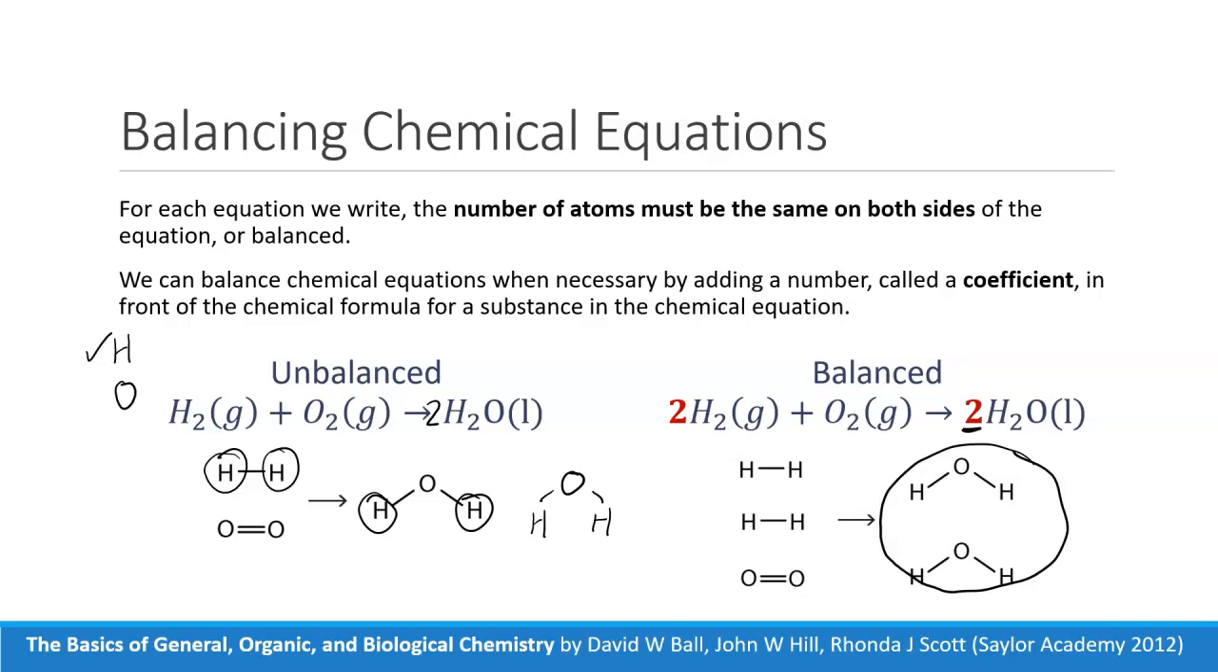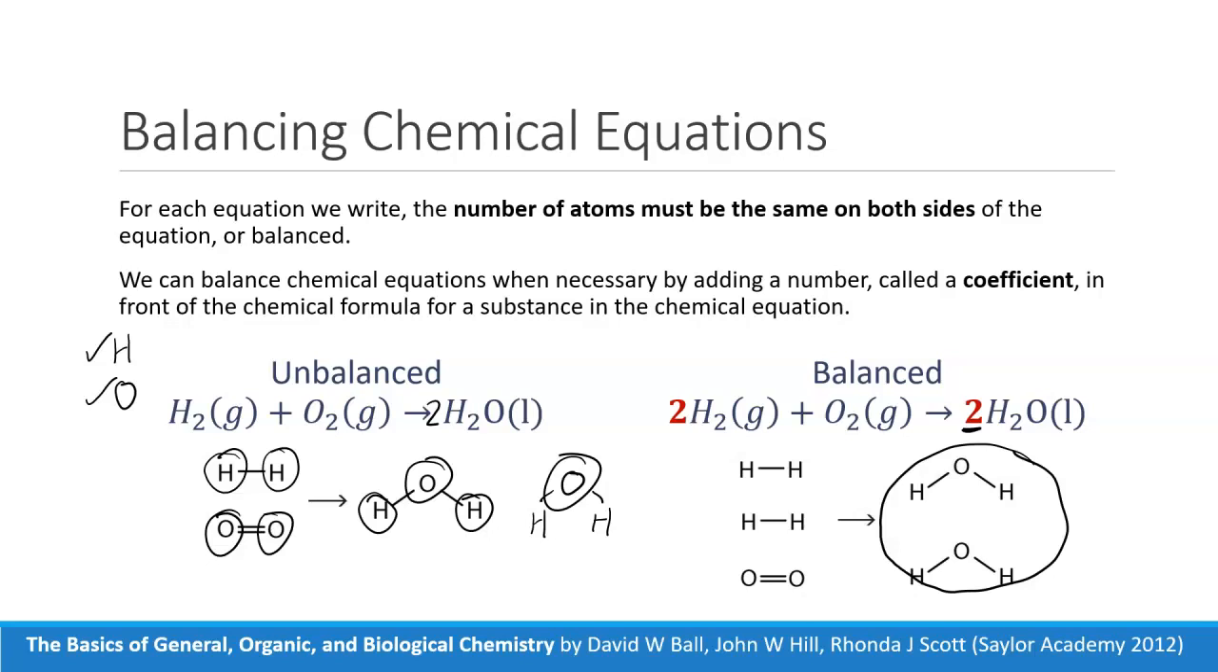Now, once I do that, the oxygens are happy because I have 2 oxygens on the reactant side, and I have 2 oxygens on the product side. The problem is now that by increasing the number of oxygens, I've added more hydrogens. So you can see I have 1, 2, 3, 4 hydrogens, and I only have 2 on the reactant side.